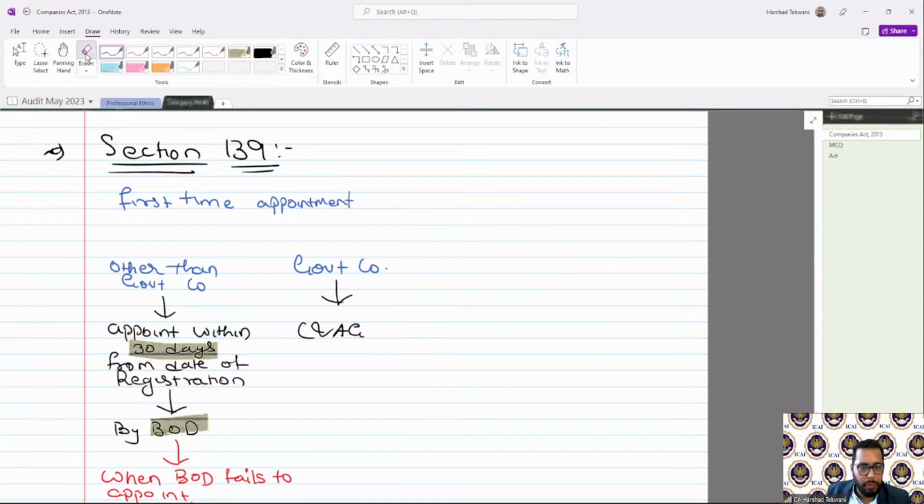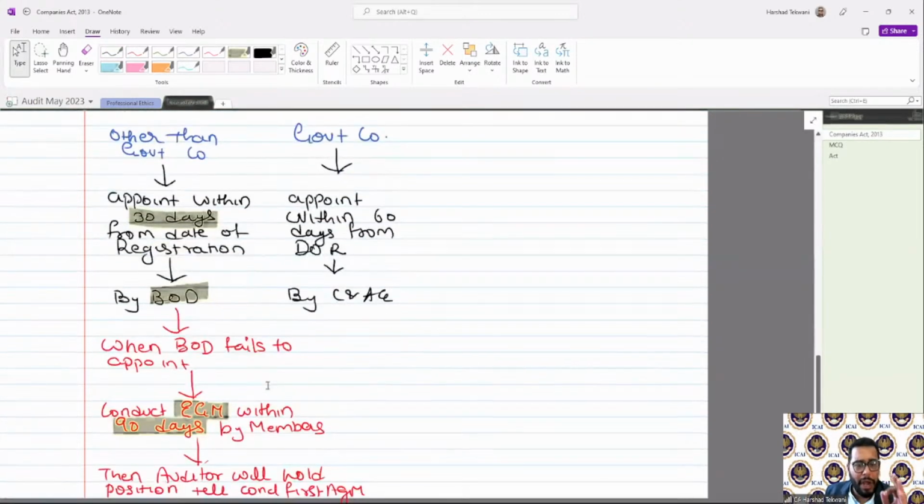Within 60 days from the date of registration by CNAG. So CNAG is required to appoint within 60 days from the date of registration. Fine. Okay. Now, what if they fail?